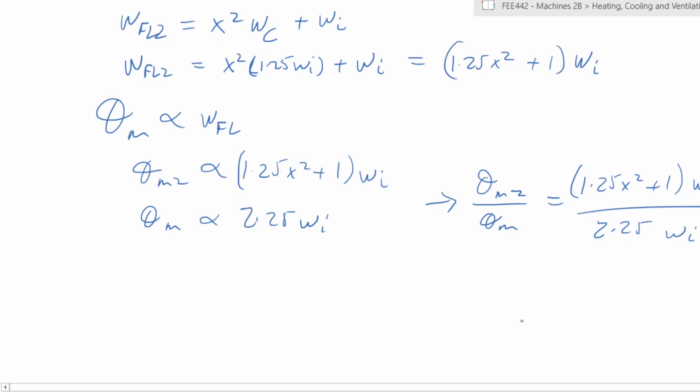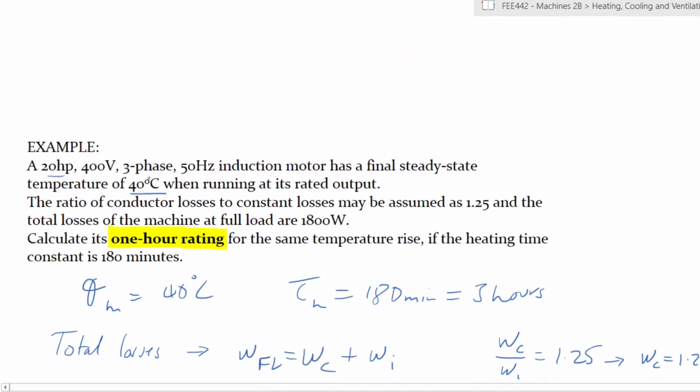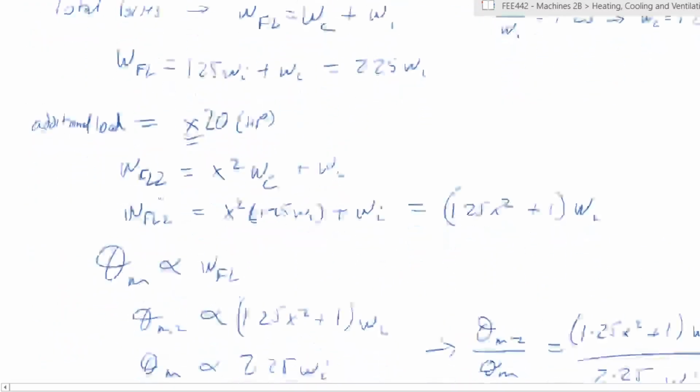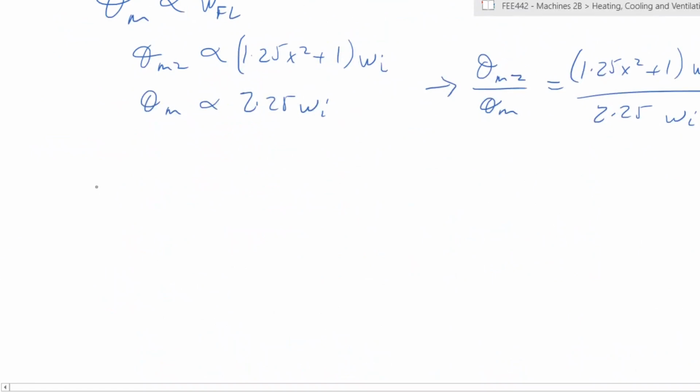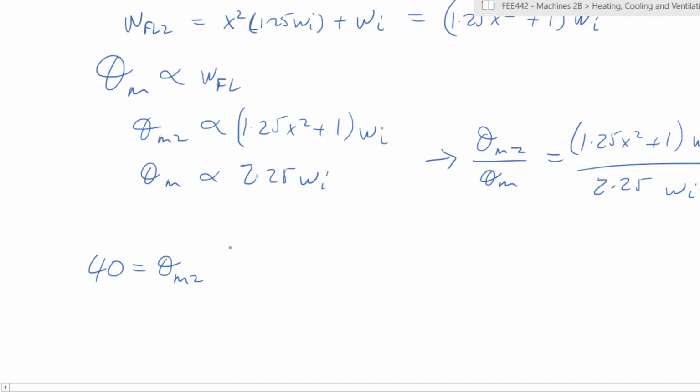So now in the case of theta m2, we want a temperature rise to the steady state of 40 degrees C. So our theta that we are aiming at in this second case is 40. We don't know what the 1 hour steady state rise will be. So we give that theta m2 times 1 minus e to the power of negative 1 over 3, which is our tau m. Rearranging that, we get theta m2 is equal to 40 over 1 minus e to the power of negative 1/3.